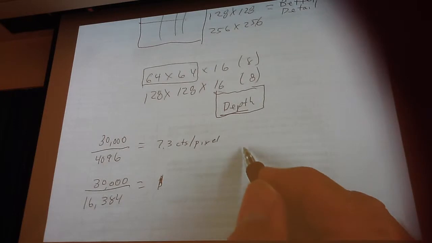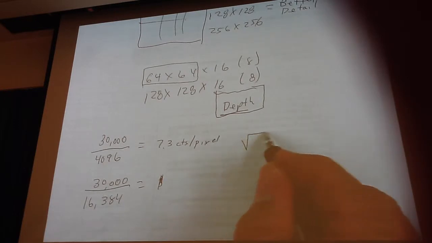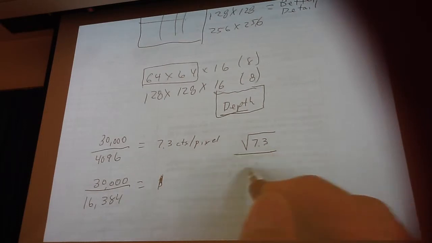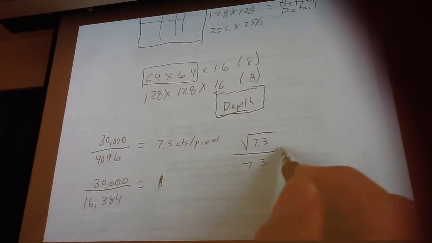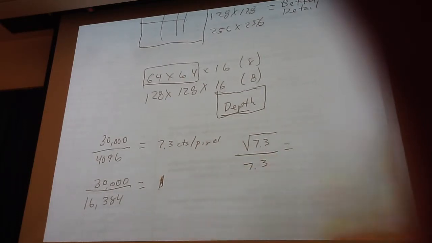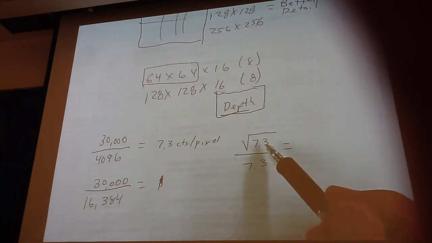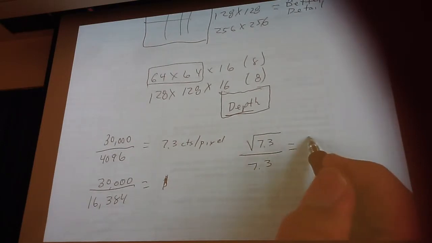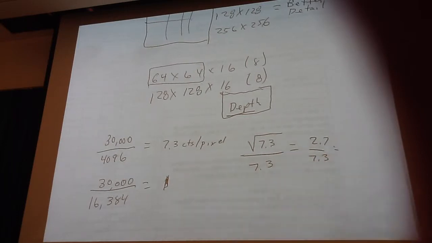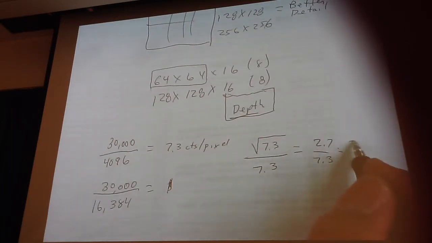Depends what confidence interval you want, right? Depends what confidence interval I want, but basically it's the square root of the number divided by the number. So in this case here, the square root of 7.3 is about 2 something, right? So 2.7 divided by 7.3, what's the percent error? 37%. Okay, 37% error.